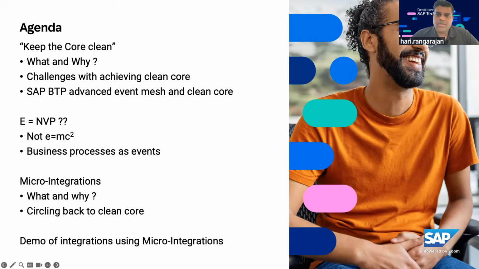We'll move on to why we need to visualize business processes as events, because that's the core of event-driven architecture, and how events can be described as nouns, verbs, and properties. Lastly, we'll come to a new integration paradigm called micro-integrations. We'll talk about what micro-integrations are, why we need them, and how they contribute to the clean core concept in the larger picture.